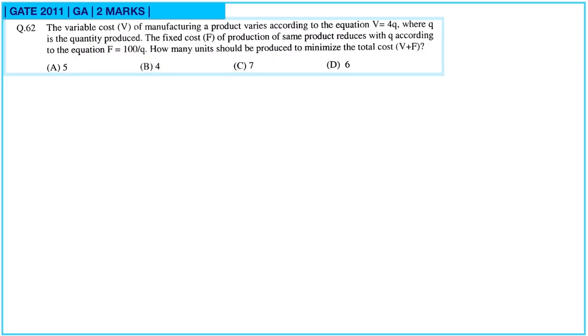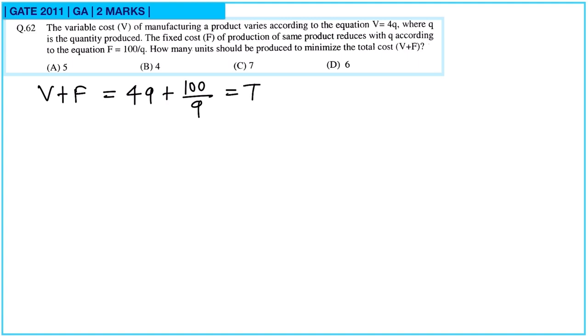Question number 62. The variable cost V of manufacturing a product varies according to the equation V is equal to 4Q, where Q is the quantity produced. The fixed cost of production of some product reduces with Q according to the equation F is equal to 100 by Q. How many units should be produced to minimize the total cost? Now total cost is equal to V plus F, and that is equal to 4 into Q plus 100 by Q, and this should be minimized.